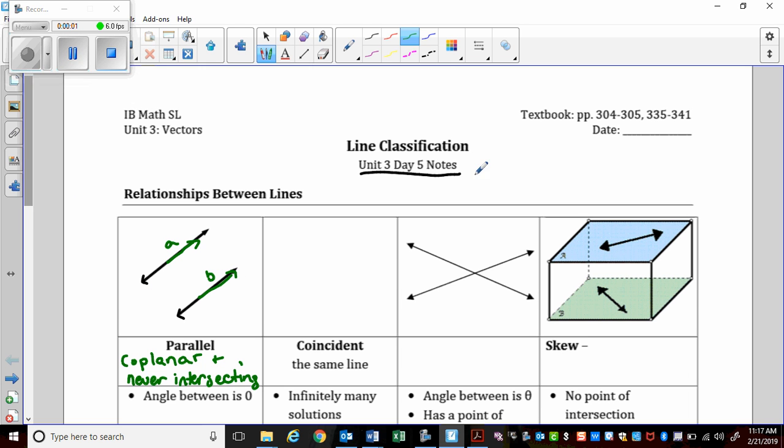Good morning. This is Unit 3, Day 5 notes. We're going to go over classifying whether these lines are parallel, coincident, intersecting, or skew lines.